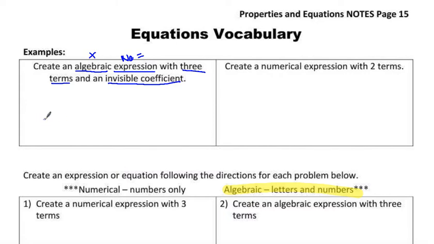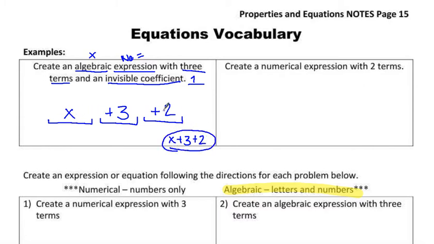So I'm going to start with the 3 chunks. So I have 1, 2, 3 chunks. I do not need an equal sign anywhere. I need it to be algebraic, so I need to put a letter in somewhere. Let's start with x there. And then I need 3 terms total. So there's my first term. I'll put in a +3 and a +2. And then I need an invisible coefficient, which is the coefficient of 1, which technically I could slide in here, but I don't really need to write it because it's invisible. It's the invisible coefficient. And if I were to smush all of this together, I will get x + 3 + 2. Now, you don't need to write it like this if you don't want to. You're welcome to just leave it on the spaces. But this is what it would look like if you were actually looking at the expression.